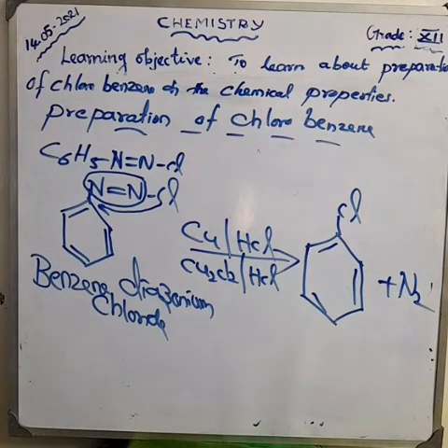So this is the second preparation. The first preparation is benzene reacting with chlorine in the presence of FeCl3 to get chlorobenzene. The second is from benzene diazonium chloride. What is its formula? C6H5N2Cl. This reacts with copper and hydrochloric acid, and we get chlorobenzene. Next one.